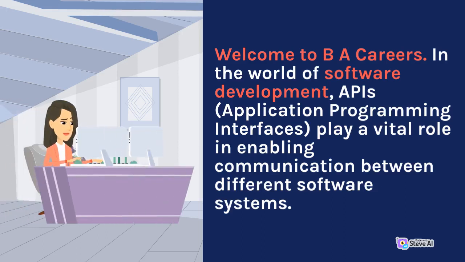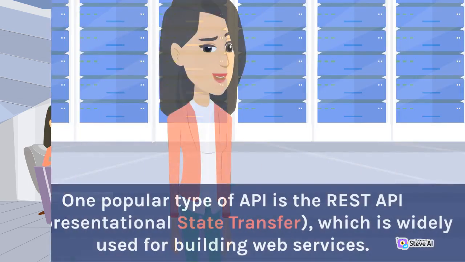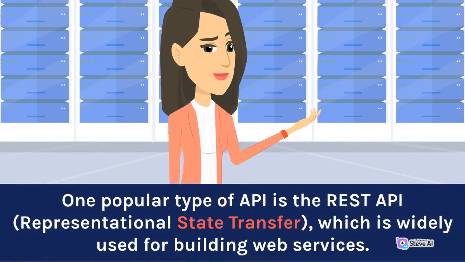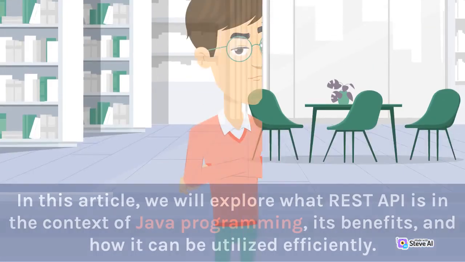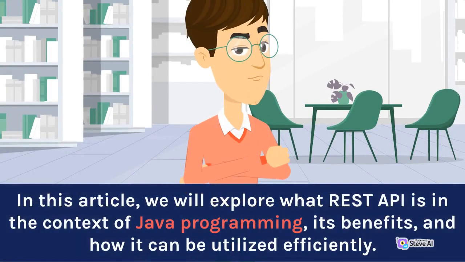In the world of software development, application programming interfaces play a vital role in enabling communication between different software systems. One popular type of API is the REST API, representational state transfer, which is widely used for building web services. In this article, we will explore what REST API is in the context of Java programming, its benefits, and how it can be utilized efficiently.